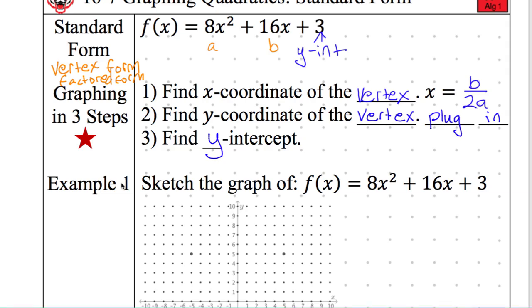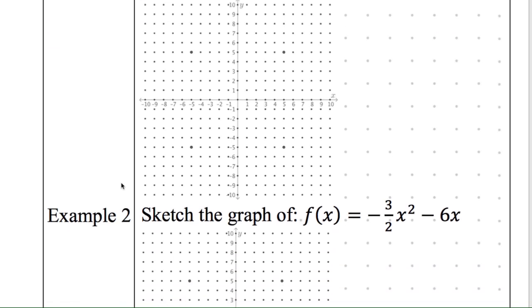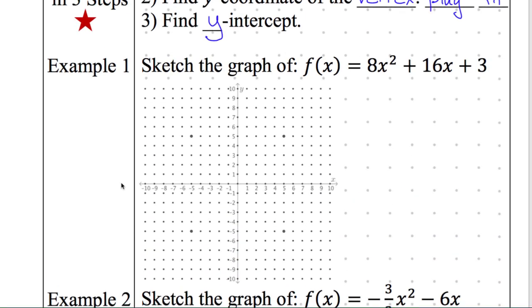All right, we have 2 examples and we're done. 1 example, then 2 examples. All right, so I need to sketch this graph. It's in standard form because all of these things are being added to each other. So what's step 1? Only one person knows. What's step 1? 2 people know. What's step 1, guys? We literally just wrote down step 1. Only 3 people out of a classroom of 12 know what step 1 is. Monse, find the x-coordinate. And what am I going to do?